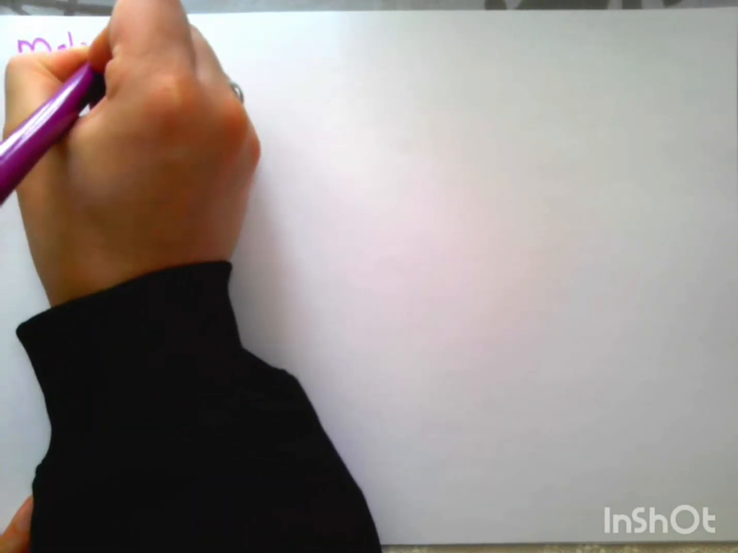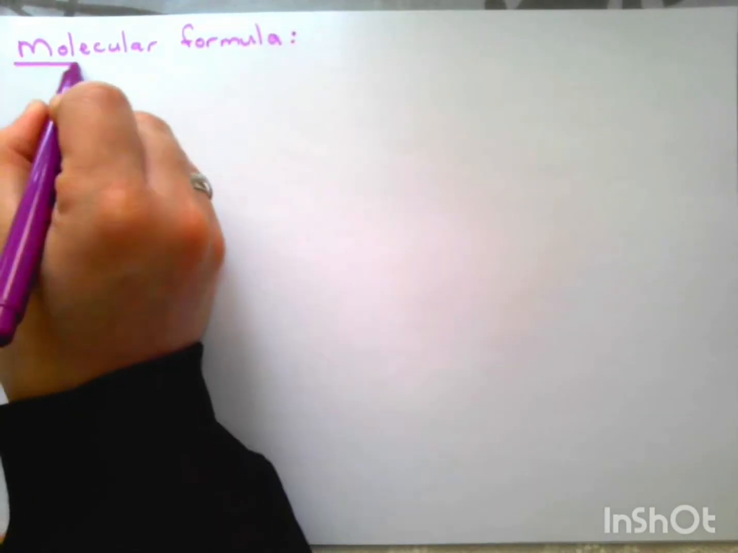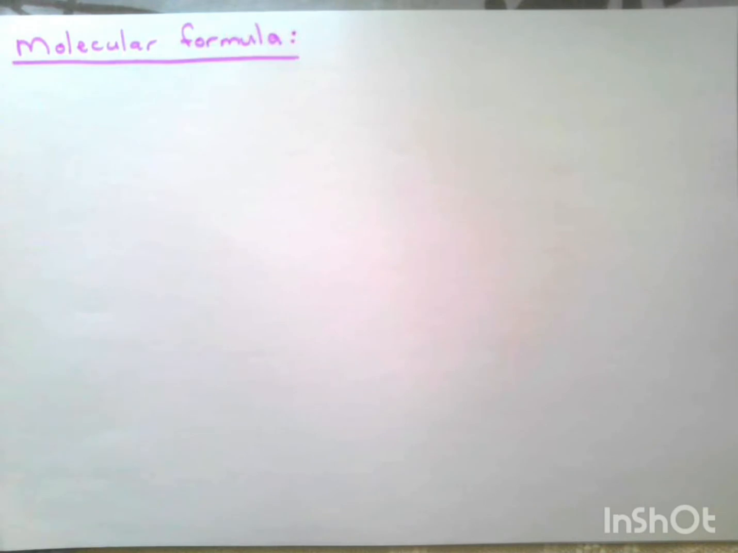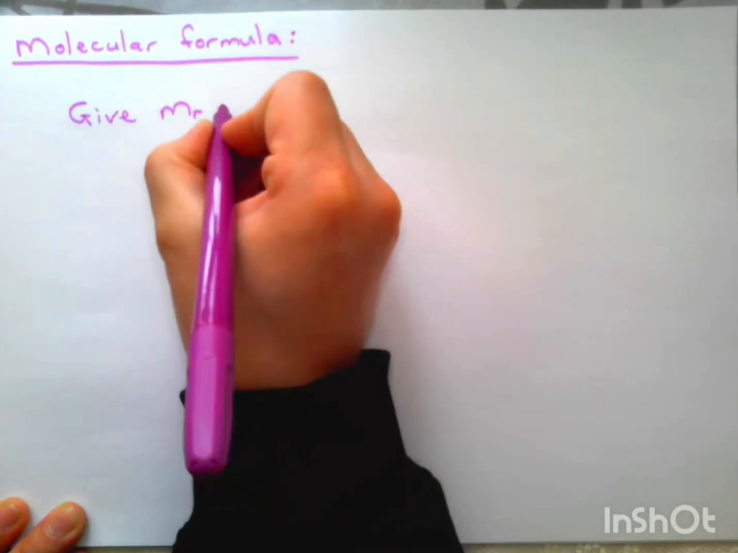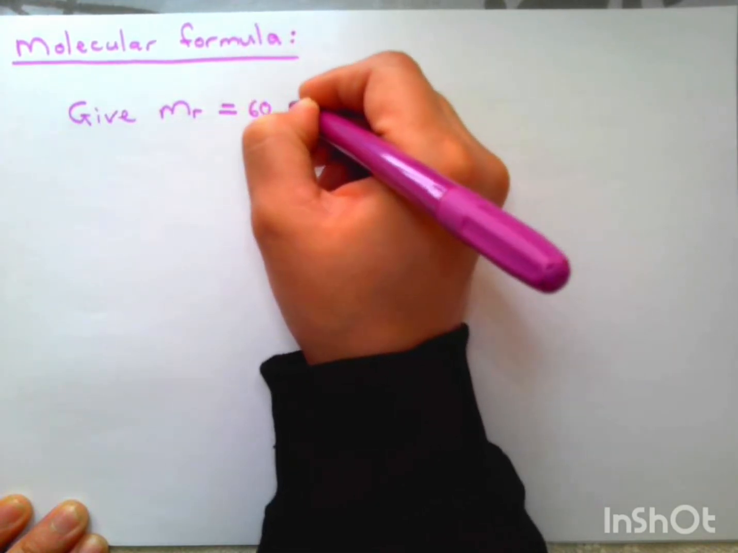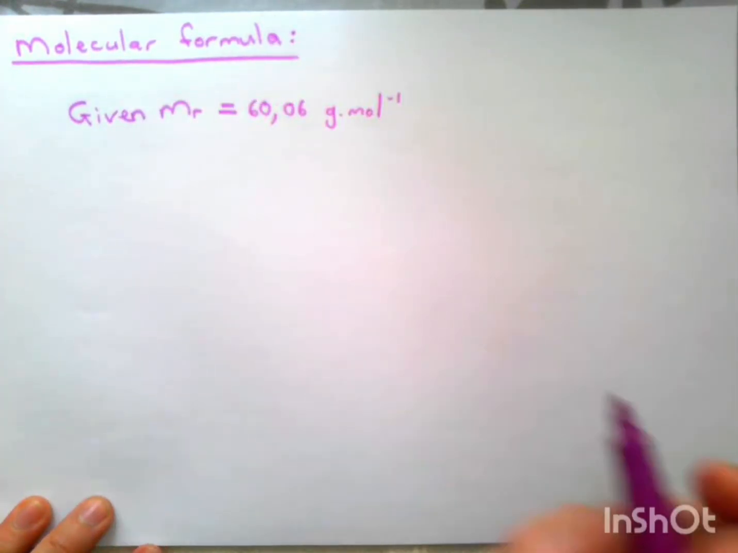Which obviously brings us to our next step, and that is our molecular formula. When we need to determine our molecular formula, once the empirical formula has been found, we now calculate the molecular formula of the compound. What we do is divide the actual or given molecular mass by the molecular mass calculated using the empirical formula. My given molecular mass was 60.06 grams per mole.